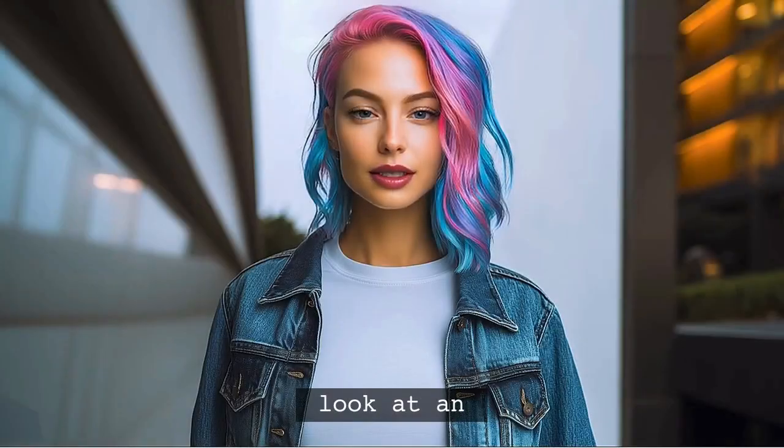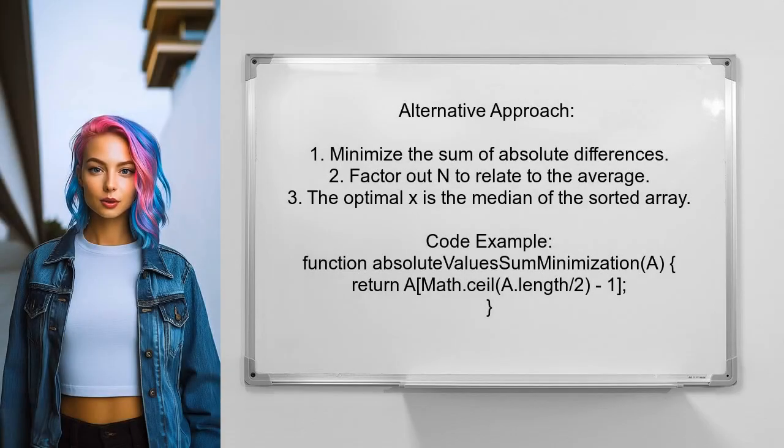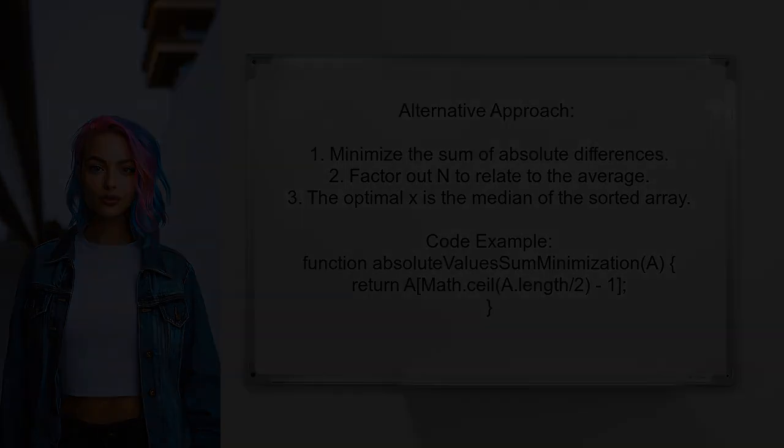Let's take a look at an answer from another user. This user provides an alternative solution by focusing on the mathematical properties of the problem. They explain that the goal is to minimize the sum of absolute differences from a chosen integer x. By factoring out the number of elements, they show that the first term relates to the average of the list. They conclude that the optimal value for x is the median of the sorted array, which can be found using the formula math.ceil(length / 2) minus 1.